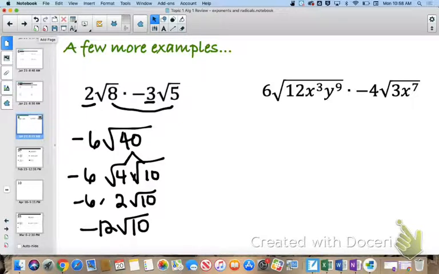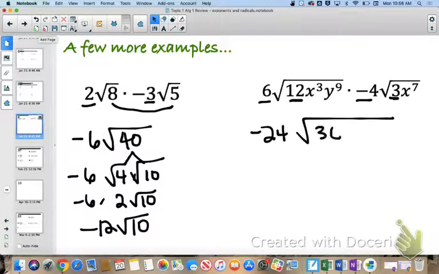Okay. The next one, what I'm going to do here is multiply. Part of it is because I'm kind of thinking ahead. I know 12 reduces, but 12 times 3 is 36, and 36 is a perfect square. So it's just going to be easier if I just straight multiply, right? So what's on the outside, 6 times negative 4 is negative 24. And then the inside, 12 times 3 is 36. X cubed times x to the 7th, 3 plus 7 is 10. Now you know why we reviewed exponent rules, right? Y to the 9th is just by itself, so that's y to the 9th.